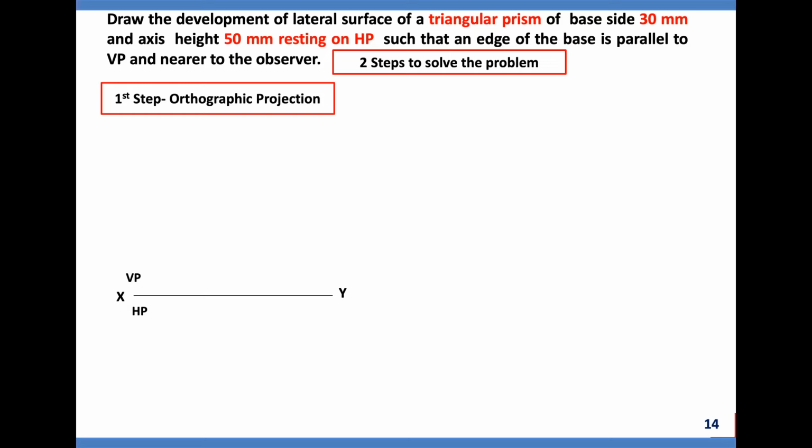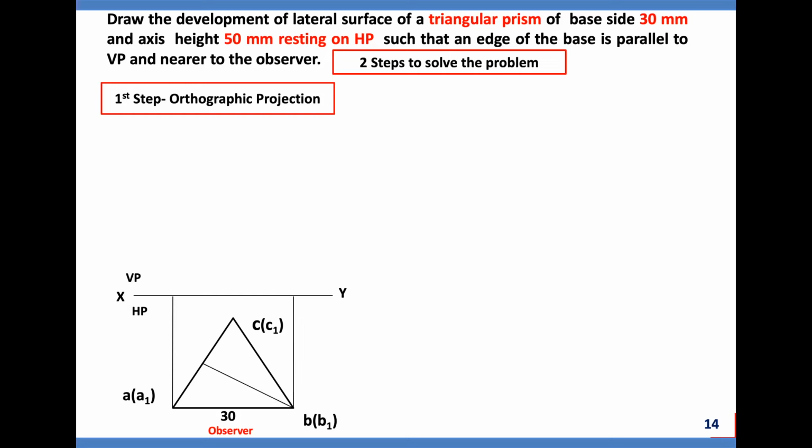As per the condition, the prism is resting on HP. I have to start my view below XY. The condition is that one of the edges is parallel to VP and nearer to the observer. So I have introduced the observer. So this is the triangular prism, an edge nearer to the observer, and it is parallel to XY, meaning parallel to VP. So I have satisfied the condition. So 30 mm side size, do the naming, then draw vertical projectors.